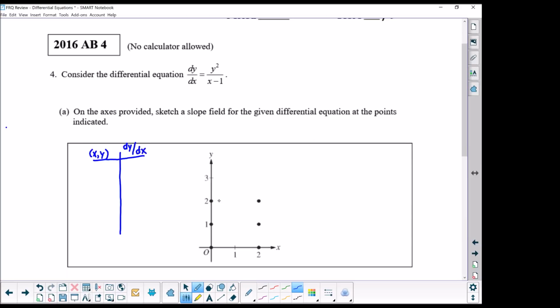And I'm just going to start in this upper left-hand corner, which is with the ordered pair (0, 2). So what would happen if I plug 0 in for x and 2 in for y? Well, we see that we would get 4 on top and -1 on bottom. Of course, that simplifies to -4. So we would somehow, some way, want to draw a line that goes through the point (0, 2) that would have a slope of -4. Well, that's not so easy to do because we don't have a lot of reference points around here.